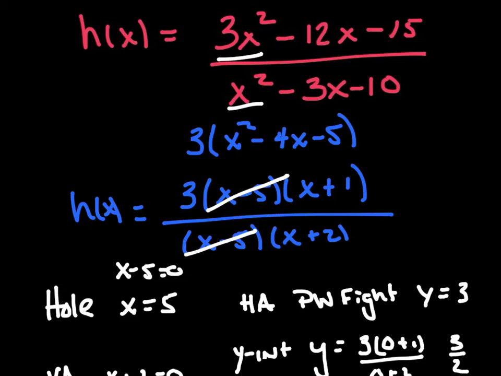All right, we're back in action here. I'll show you what I did briefly. I pulled a 3 out in the numerator and refactored. Obviously, that's child's play. I canceled my x minus 5, so there's my work for my hole. I said x minus 5 has to equal 0, therefore my hole is at x equals 5.